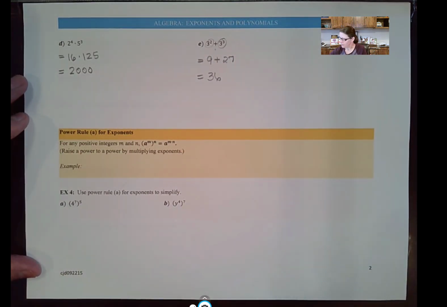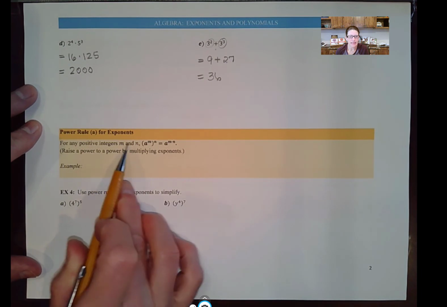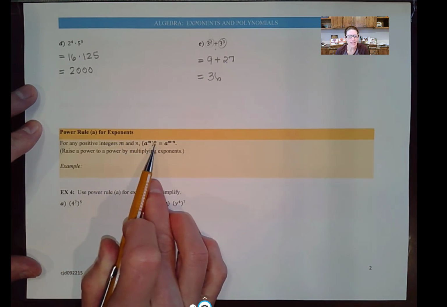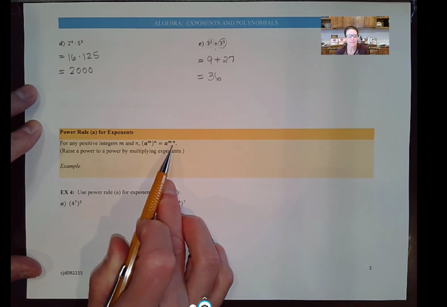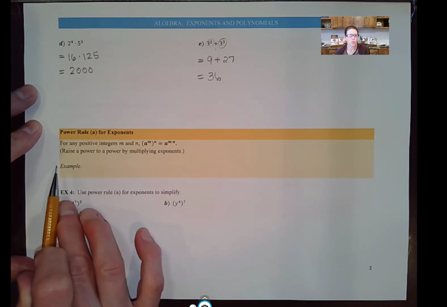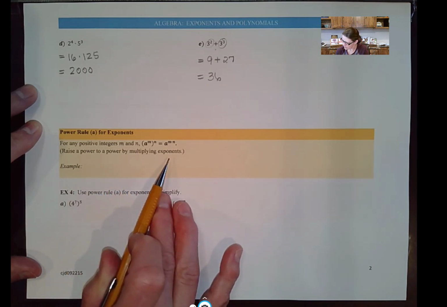Next, let's look at the power rule for exponents. For any positive integers m and n, a to the m raised to the nth power is a to the m times n. We raise a power to a power by multiplying the exponents.